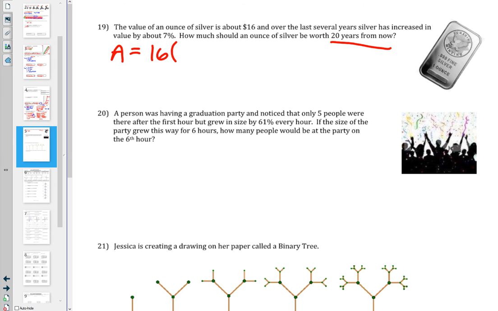Let's see, now that we're used to this, instead of having to use the entire formula, if it's going up 7%, it's 1.07 to the power of... it's a good question. Should we use 20 or should we use 19? Is it going to be n minus 1?